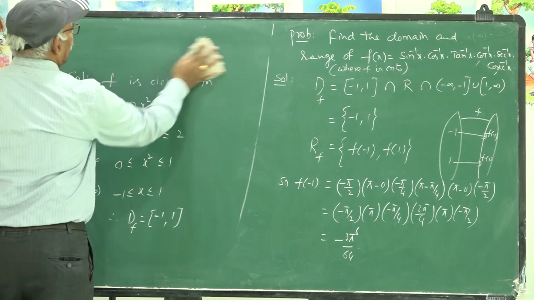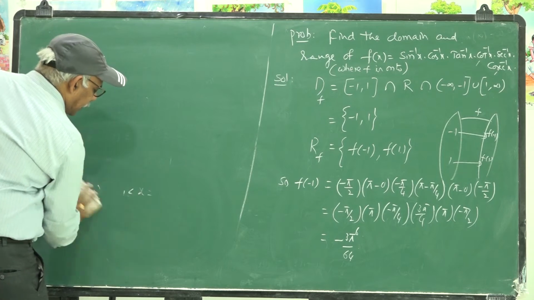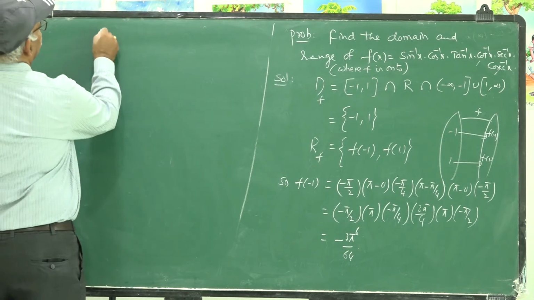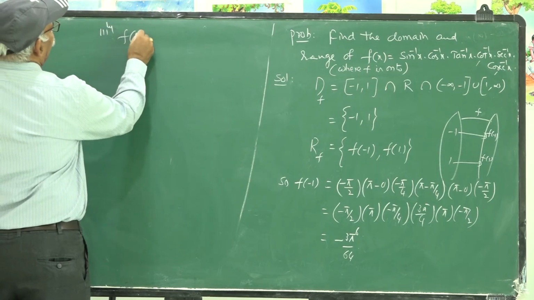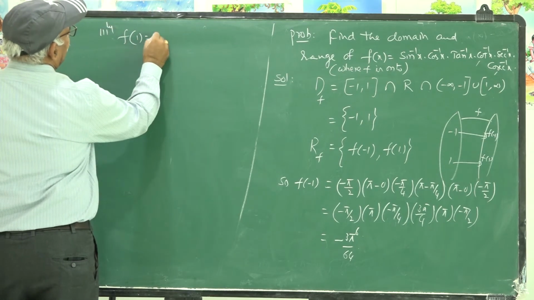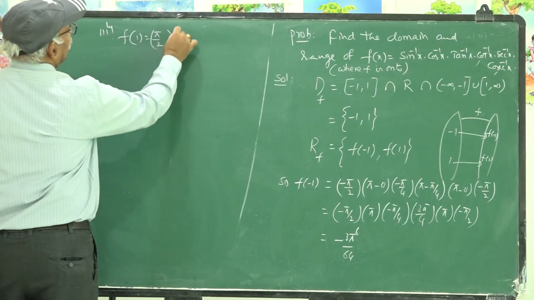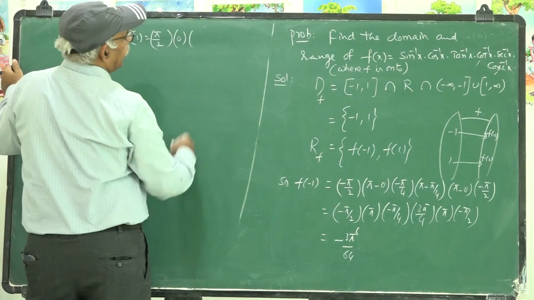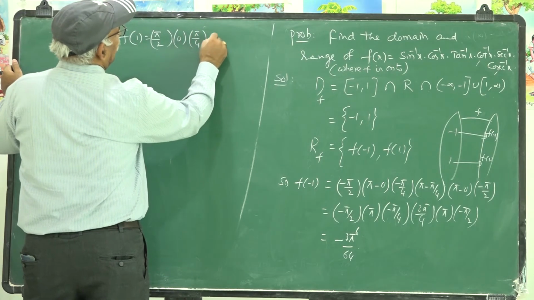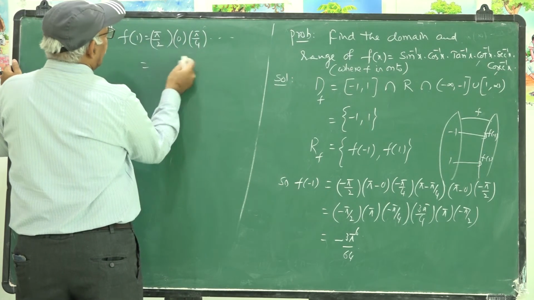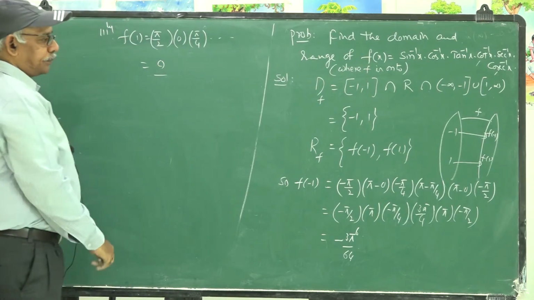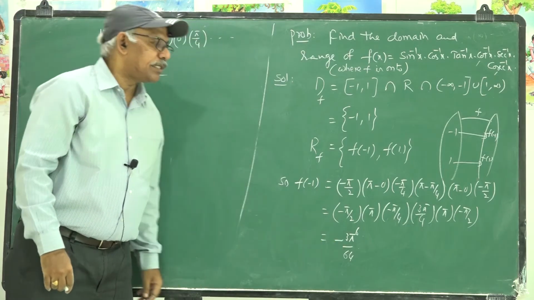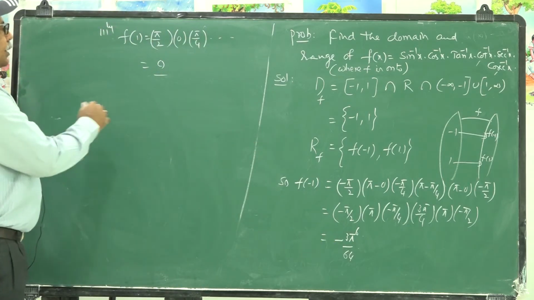Similarly, f of 1, taking x equal to 1, f of 1 is sin inverse 1, pi by 2, cos inverse 1, 0, tan inverse 1, pi by 4, and so on. Because one factor is 0, the value is 0. Hence the range is minus 3 pi power 6 by 64 and 0.